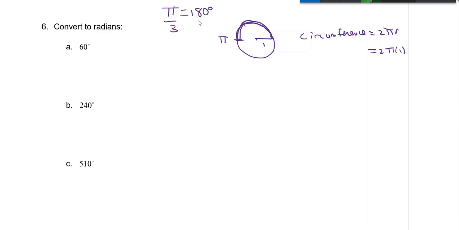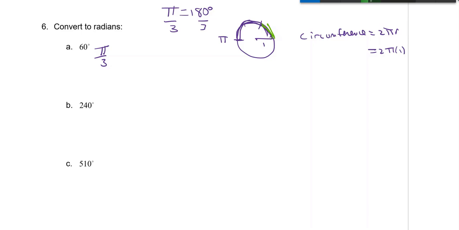To find the first one, we just divide by 3. 180 over 3 is 60. So in radians, that's pi over 3 units. The length of that arc right there is pi over 3 radians. It's a third of pi.